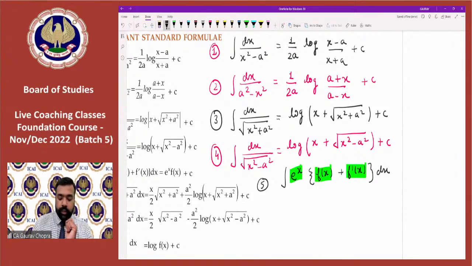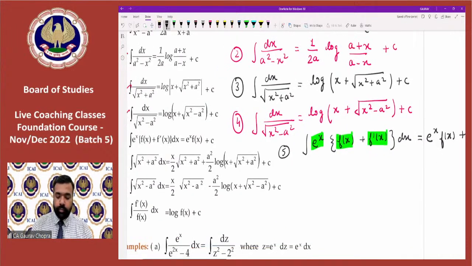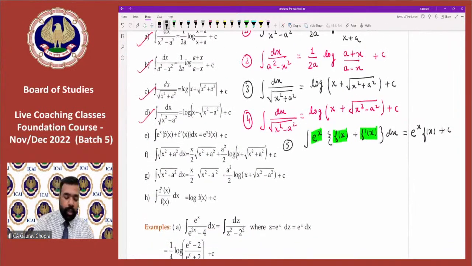Then what will be the result? Its result will be e to the power of x multiplied by f(x) plus c. E to the power of x multiplied by f(x) plus c. This becomes the fifth formula.